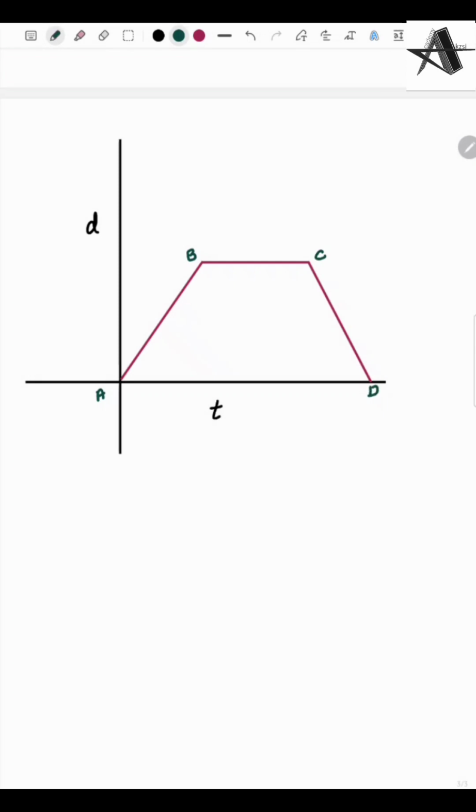A, B, C, D. I'm talking about them one by one. A to B: how is the curve moving, or what kind of motion is this curve telling us from A to B? From B to C.